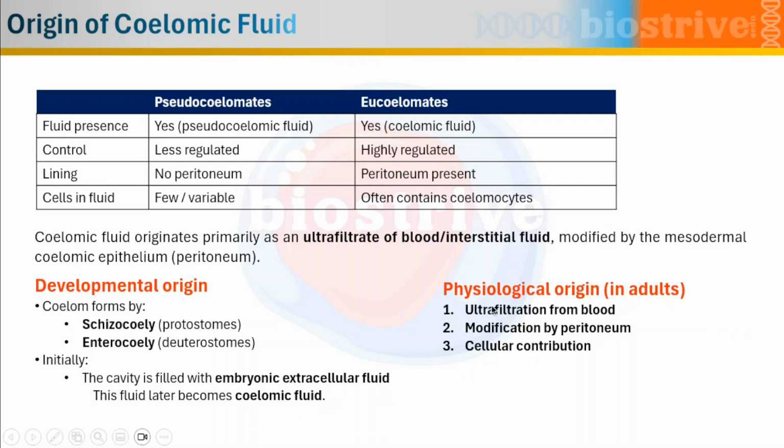And if we talk about physiological origin, it is only present in the case of adults. And there are three main processes which are responsible for the physiological formation of this coelomic fluid. First one is again the same process, ultrafiltration of blood. Second one is a modification of this extracellular fluid by the peritoneum, and last one is cellular contribution, which will be carried out later on.